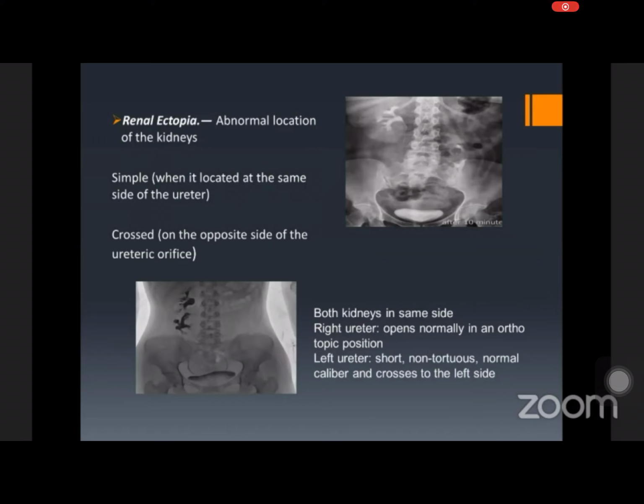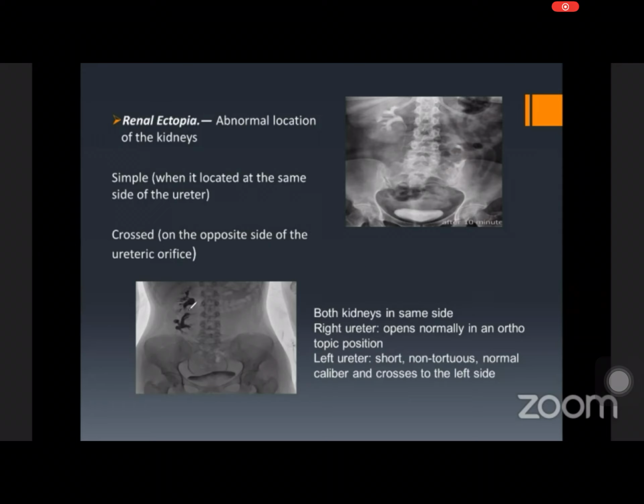Coming to the abnormal renal position, renal ectopia is nothing but the abnormal location of the kidneys. It can be either simple or crossed ectopia. Simple ectopia is when the kidney is located on the same side as its ureter. Crossed ectopia is when the kidney is located on the opposite side of the ureter. In this image, we see a simple renal ectopia where the left kidney is situated in a lower position. This is because of the failure of ascent of the left kidney to the lumbar region from the pelvis. Here we see a caudally positioned left nephrogram in the pelvis. This is suggestive of simple renal ectopia.